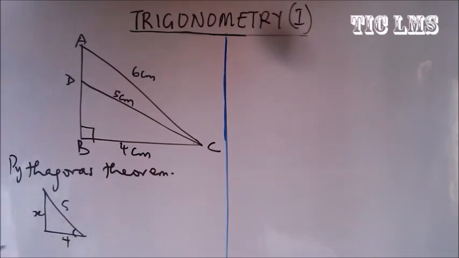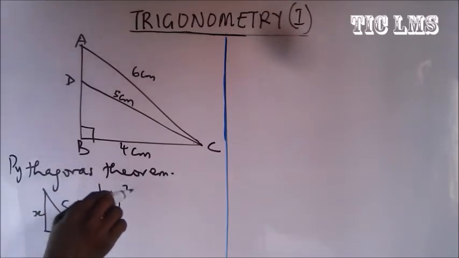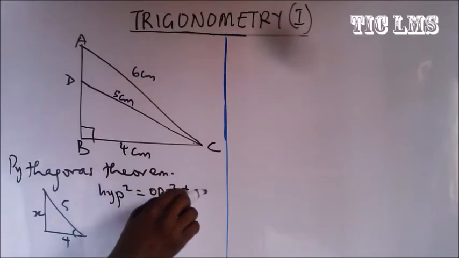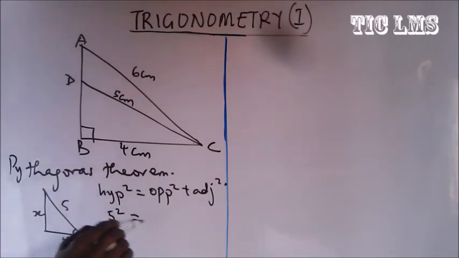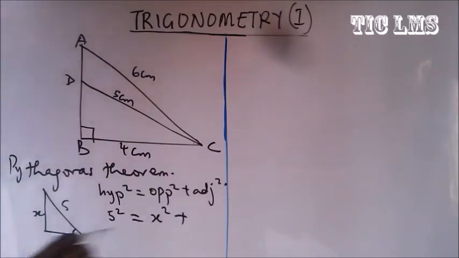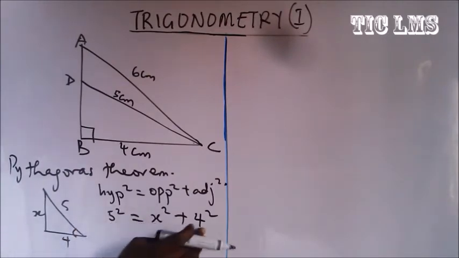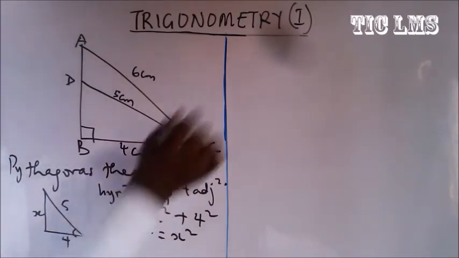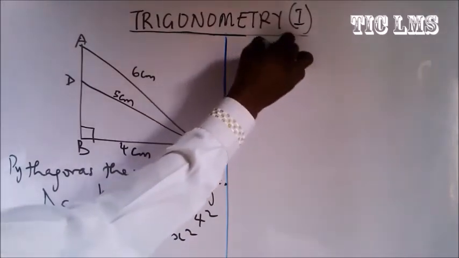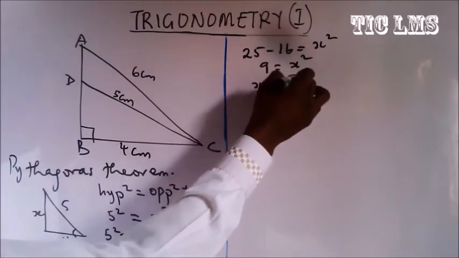Now let's take this place as our angle, and so this place is opposite. And so we have that hypotenuse squared equal to opposite squared plus adjacent squared. The hypotenuse over here is 5, so we have 5 squared, and the opposite is x, so we take it as x squared, plus the adjacent is 4, so we have 4 squared. And so next, we can leave this x squared here and bring this here. So we have 5 squared minus 4 squared equal to x squared. 5 squared gives 25 minus 4 squared gives 16 equal to x squared. So we have 9 equal to x squared. So the value of x equal to square root of 9, which is 3.